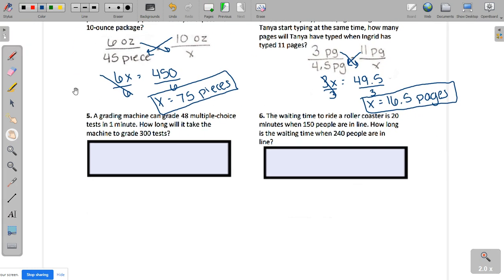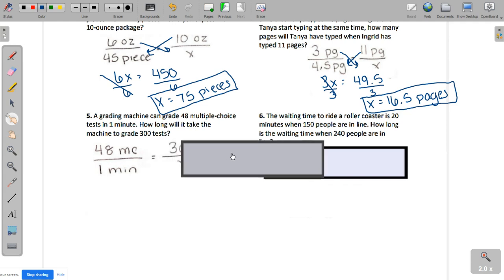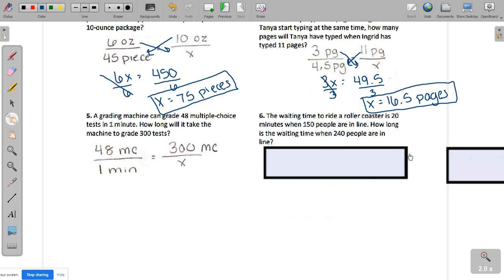Okay, let's look at number 5. Let's look at the setup. You should have 48 multiple choice over 1 minute is equal to 30 multiple choice over x. Cross multiply. You get 48x is equal to 300. Divide both sides by 48. Cancels, you're left with x equal to 6.5 and then your units of minutes.